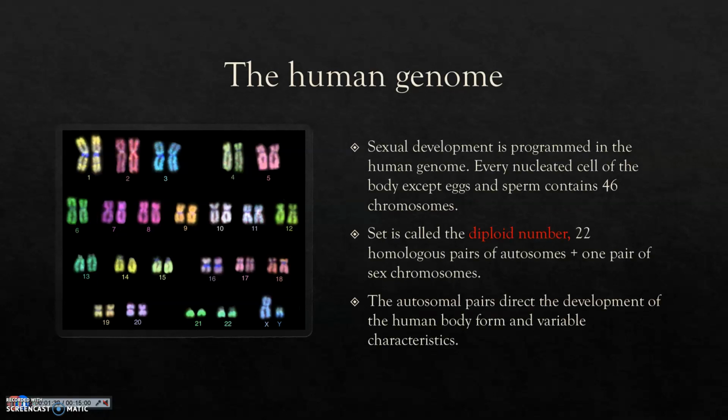All right, we're going to talk about the human genome. And as we can see, we have 22 pairs of autosomes here, plus one pair of sex chromosomes, which are going to be our X chromosome and our Y chromosome. That's going to be our sex chromosomes. And sexual development is programmed in the human genome, and every nucleated cell of the body, except eggs and sperm, contain 46 chromosomes. And this set is called the diploid number. And autosome pairs direct development of the human body, form, and variable characteristics.